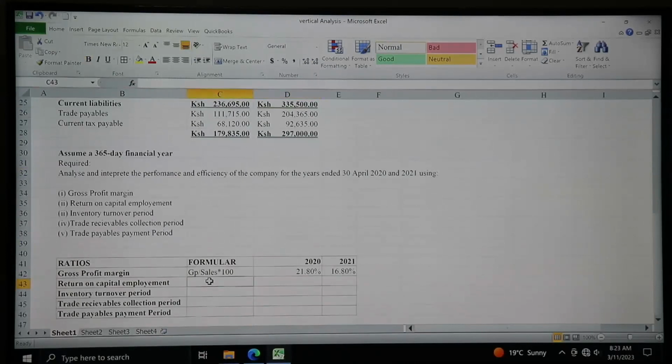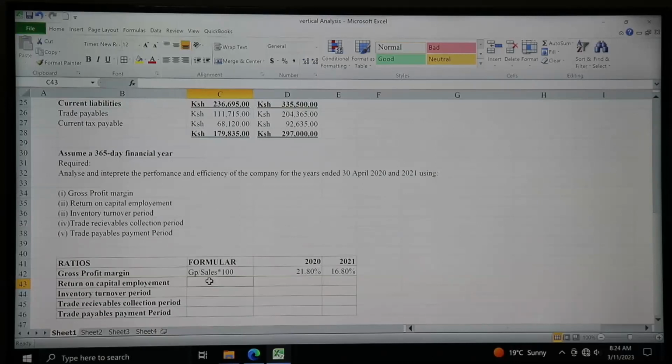So capital employed, because you are told to give the return on capital employed, and here you are given the profit before tax. If you check the profit from our income statement, there was profit before tax. Then you take the profit before tax divided by capital employed, and how do you get the capital employed? Someone has already said that you take the current asset minus current liability.